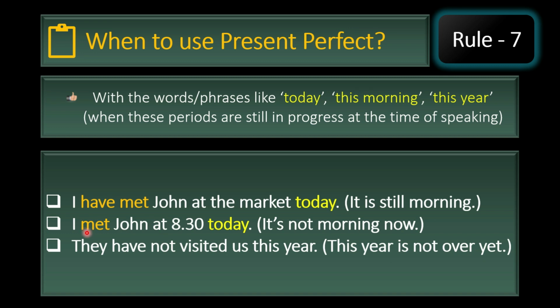Remember, we use past tense with time reference words like yesterday, an hour ago, last year, last week, when we use a specific time in the past. But with no specific time, if the time period is still in progress, like today, this morning, this year, you can say present perfect tense. Look at this example. They have not visited us this year. This year is not over yet. So we can use present perfect tense. Have visited.